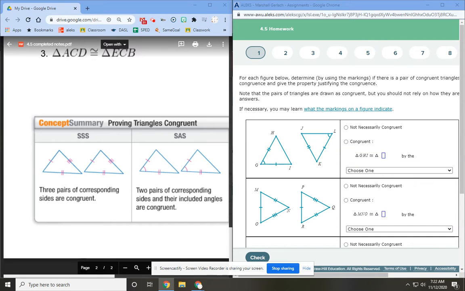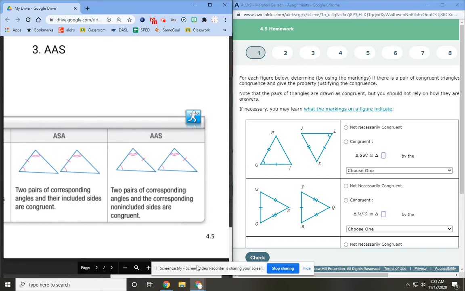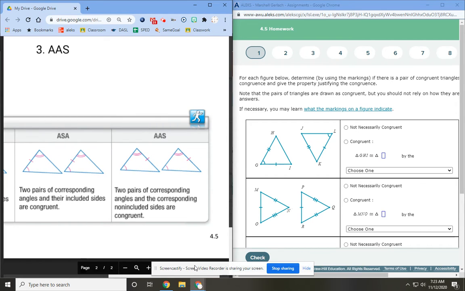This is a tutorial on how to do some of the problems on 4.5 homework. Before we start, I want to remind everybody about proving the triangle congruencies. There are only 1, 2, 3, 4 ways that you can prove that triangles are congruent.